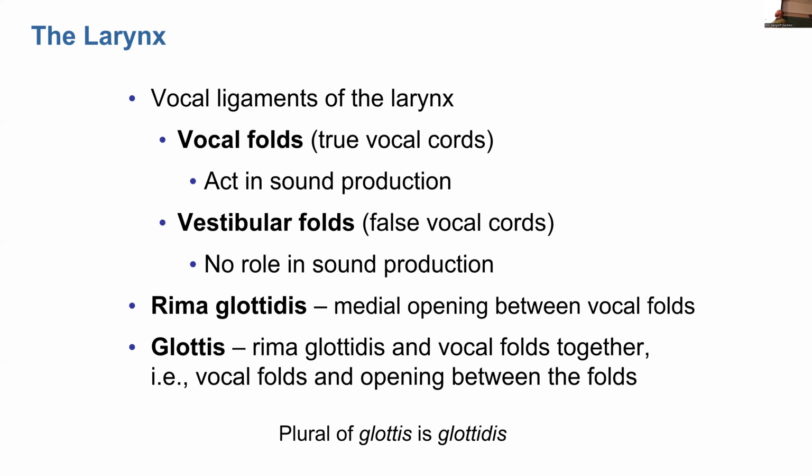And then if we put that rima glottidis and the vocal folds together, we have something called the glottis. The glottis is basically the sound producing structure in your larynx. It's that opening plus those folds.